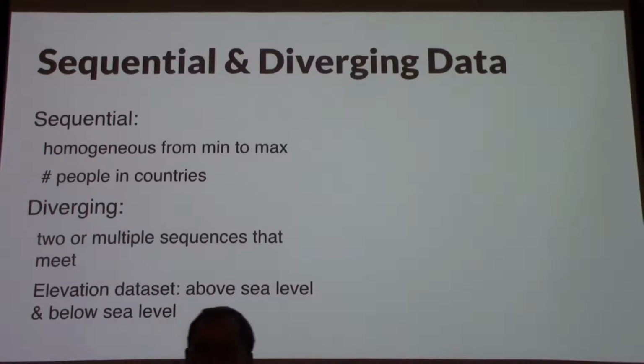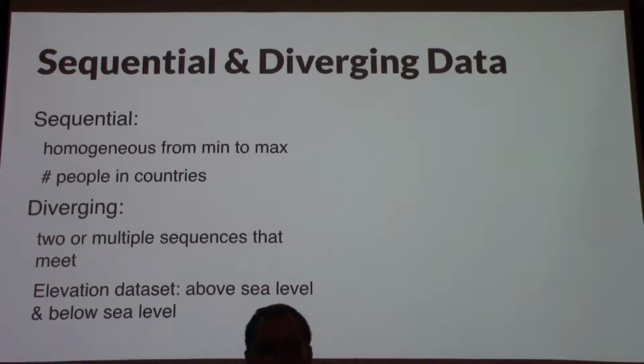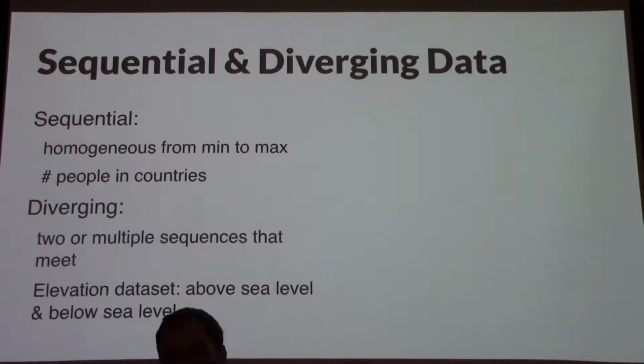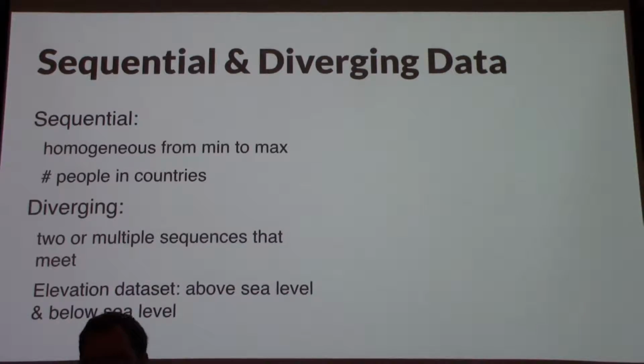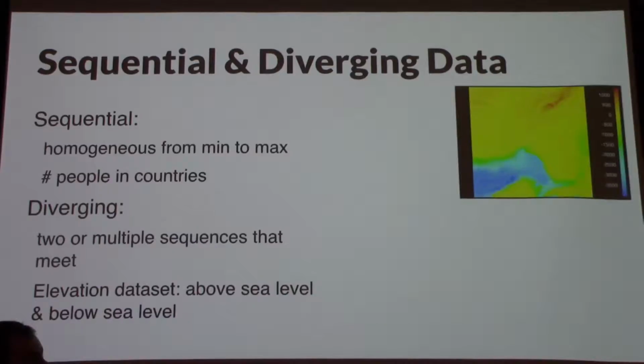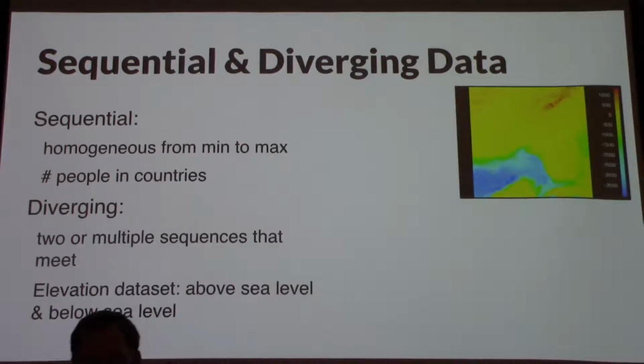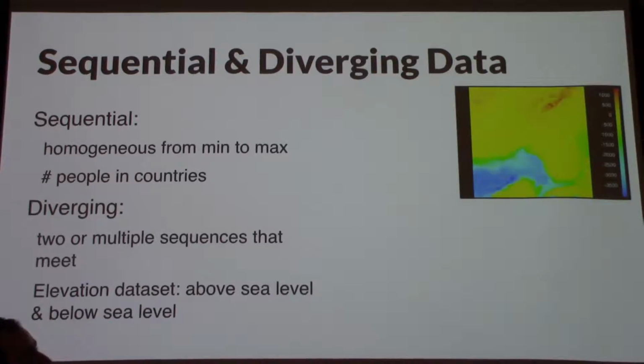diverging scales, like for example the elevation above sea level. So you have a positive elevation above sea level, and then you have everything that is under the sea. So you have 2 sequences that meet. And so here would be what happens if we simply took an arbitrary color scale and used elevation to color code it. So who can distinguish something on this picture?